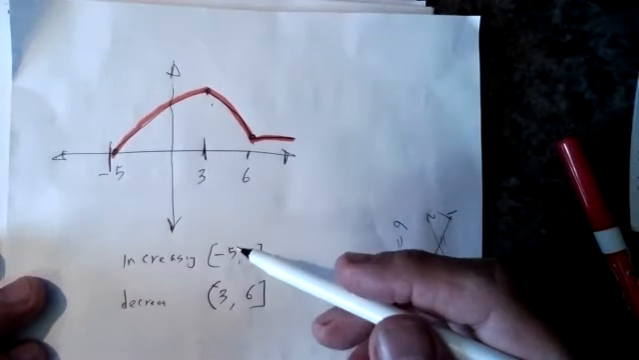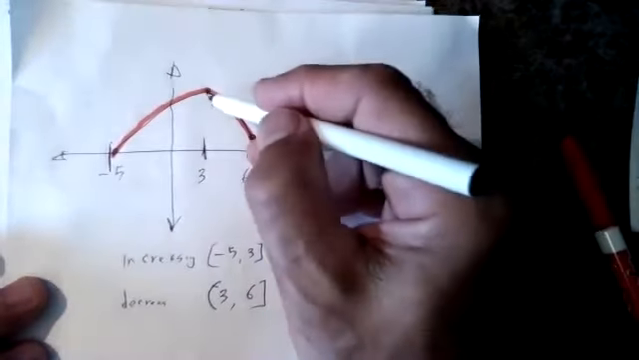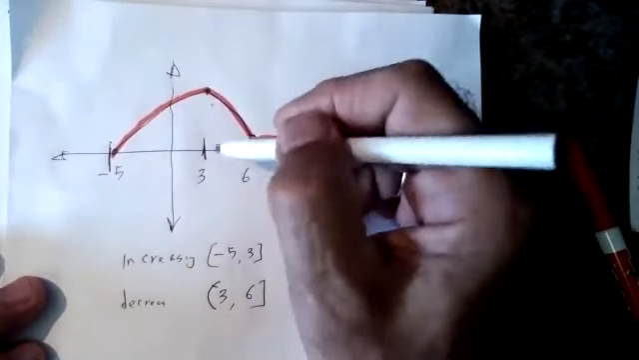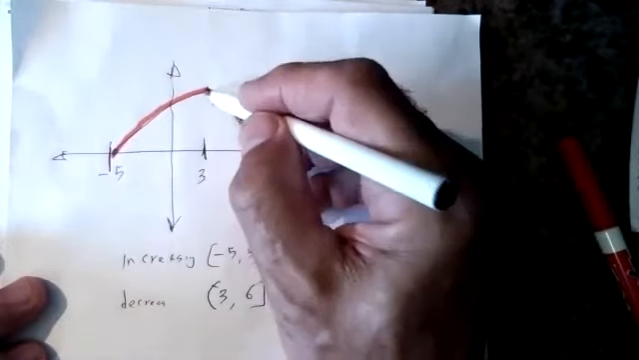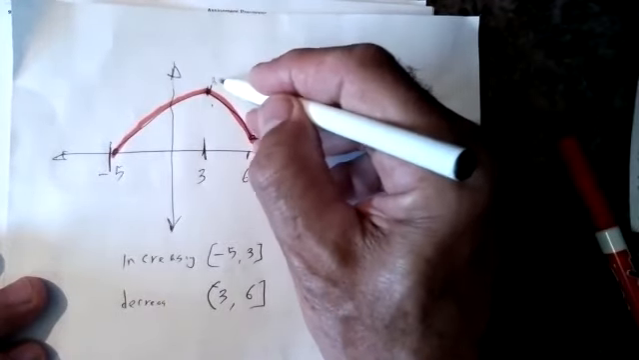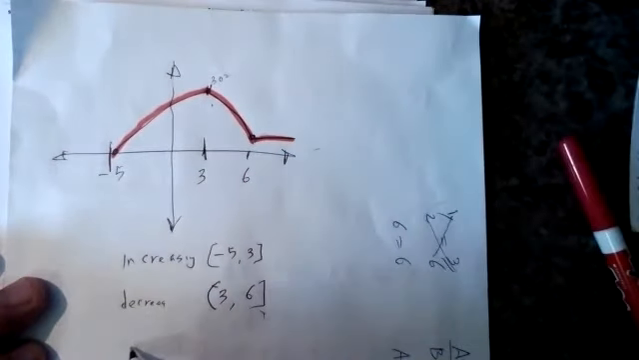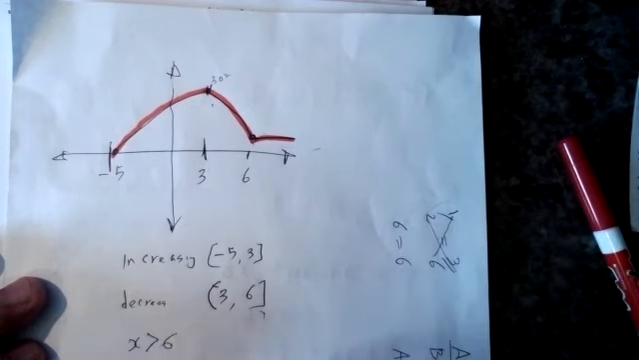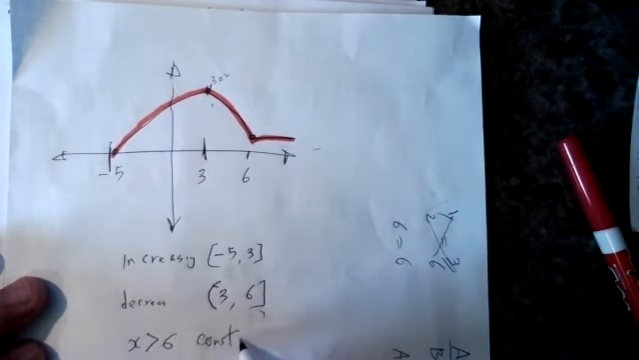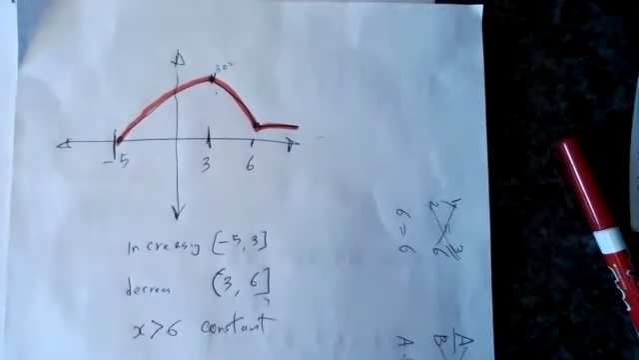The reason I have one parenthesis, one bracket, is because 3 cannot be on both sides. So if you say from -5 to 3 is increasing, right after 3, like 3.02, from there the function decreases. And then right after 6, when x is greater than 6, the function is constant, okay? It doesn't increase or decrease. That's the same idea that we use.